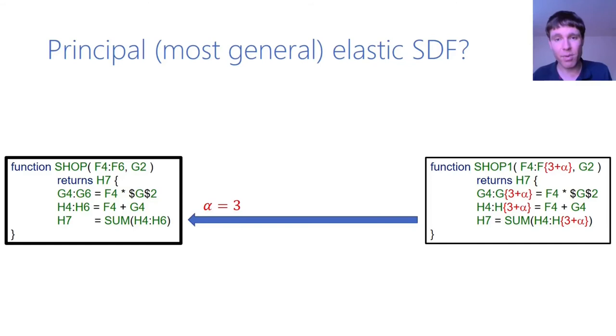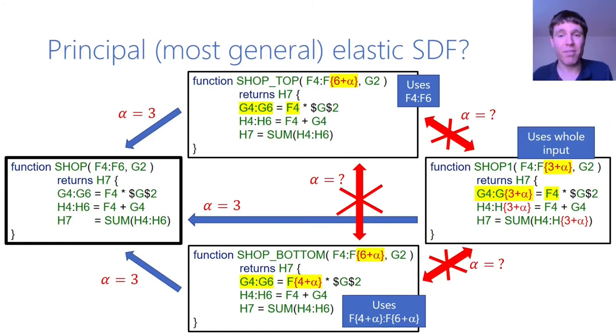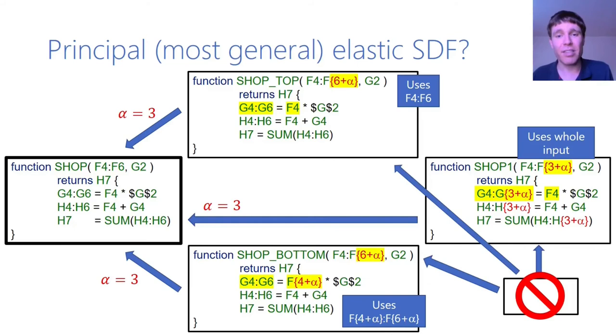Unfortunately, there are several problems that can cause there to be no principal generalization. We'll look at one of them. In addition to shop1 that we saw earlier, shop has two other contrived but well-defined generalizations, one that uses only the first three items of the input and one that uses only the last three. None of these generalizations can be converted to any of the others by substituting for alpha, and since they can all give different answers on the same input, it should be intuitively clear there isn't a principal generalization that's more general than all three. The user probably wants shop1, but we have to formalize that somehow.